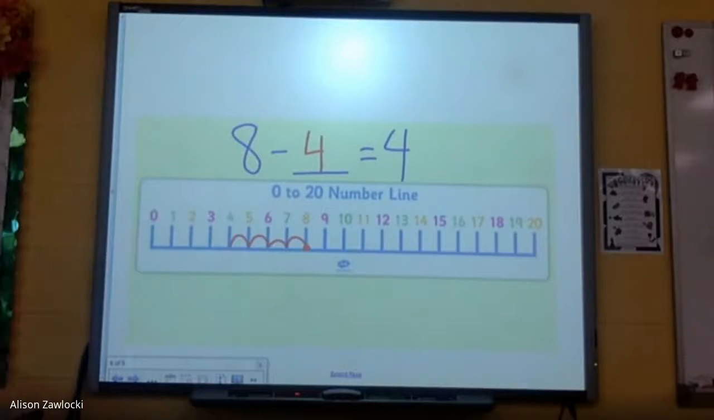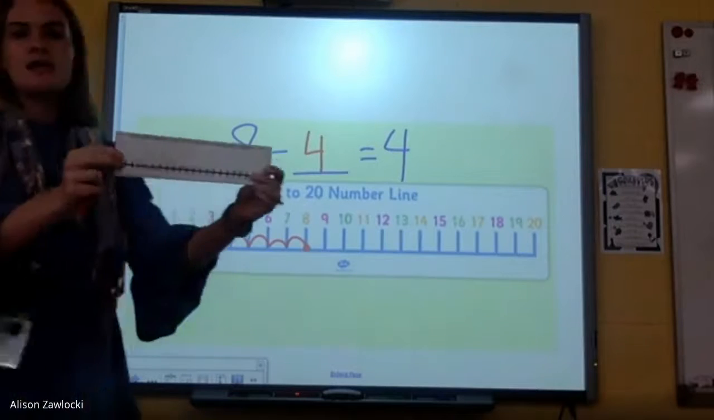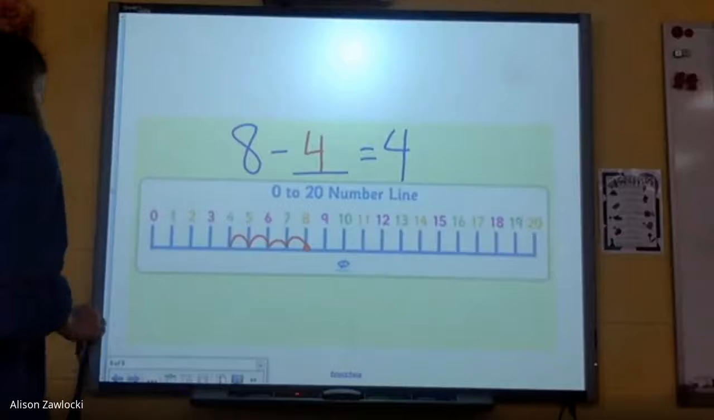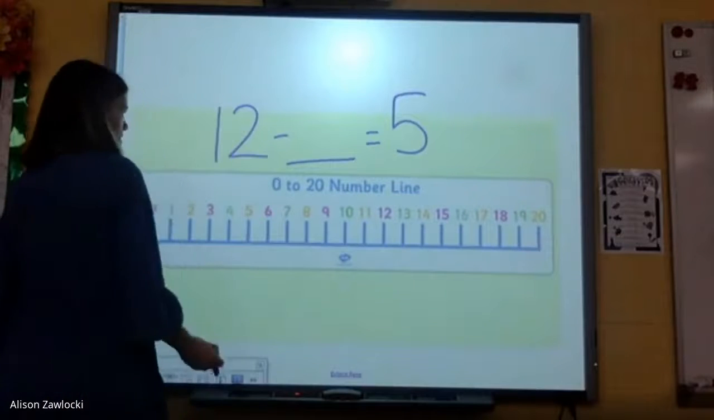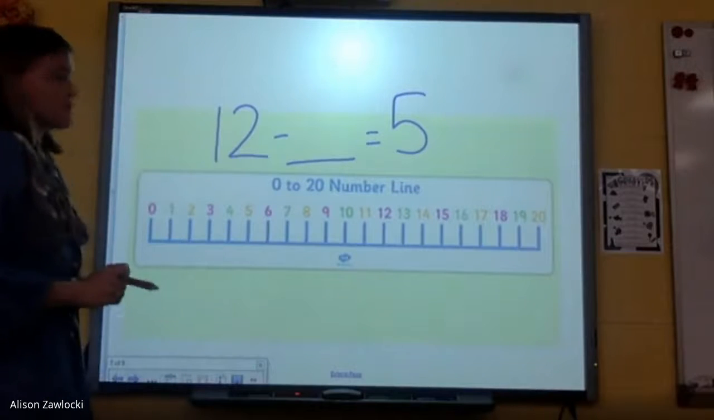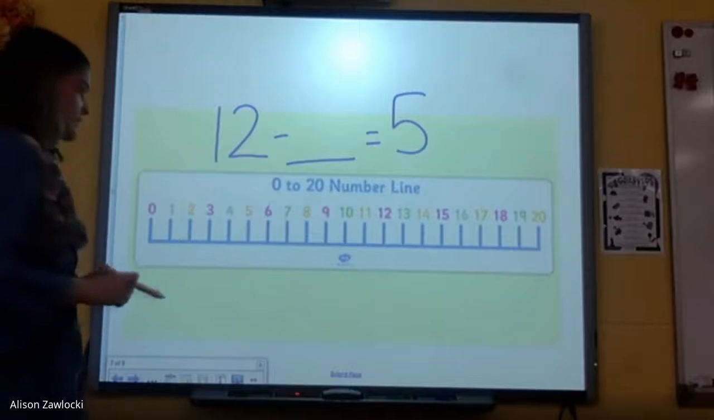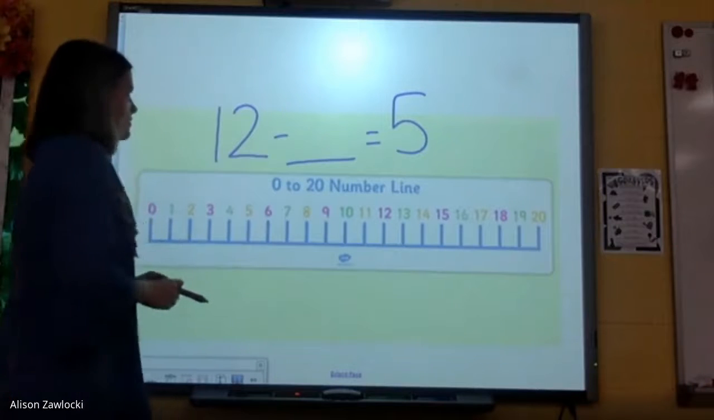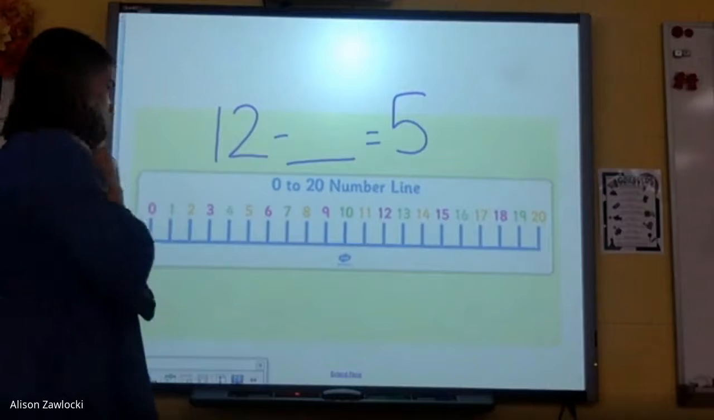If you have a whiteboard marker, you may draw your hops on your number line. Okay, let's do our next one together. 12 take away 5, and feel free to pause the video anytime you need extra time to write. 12 take away what equals 5?